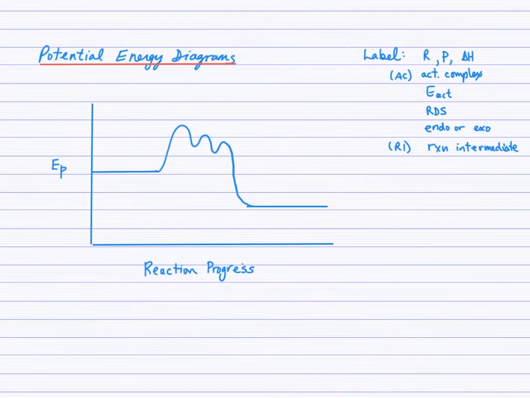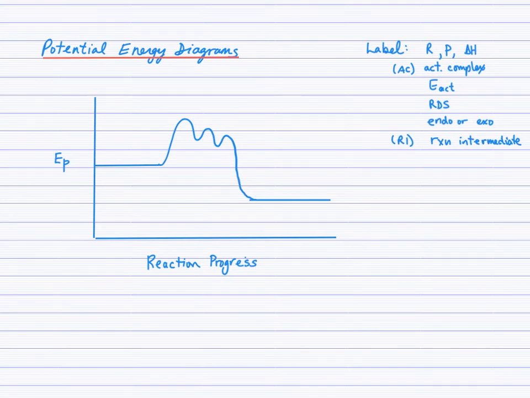Potential energy diagrams. Now we're going to finish the detail in our potential energy diagrams. I'm asking you in this potential energy diagram to now label reactants, products, delta H, the activated complex, which you can indicate with the letters AC here, activation energy, the rate determining step, whether it's endo or exothermic, and the potential energy of any reaction intermediates. Okay, so give that a shot and check back with the video.